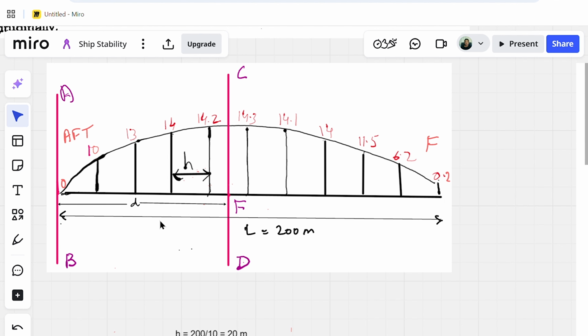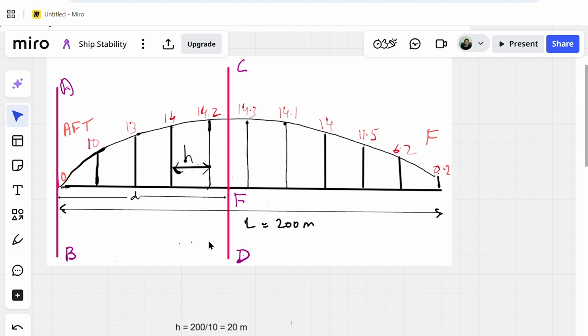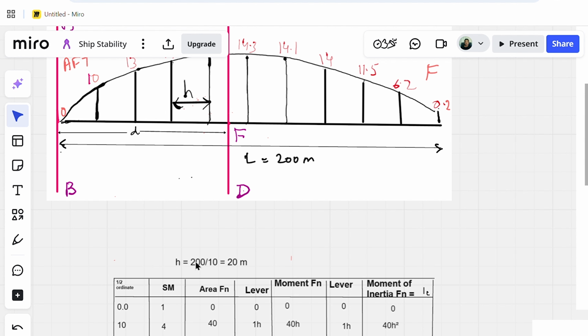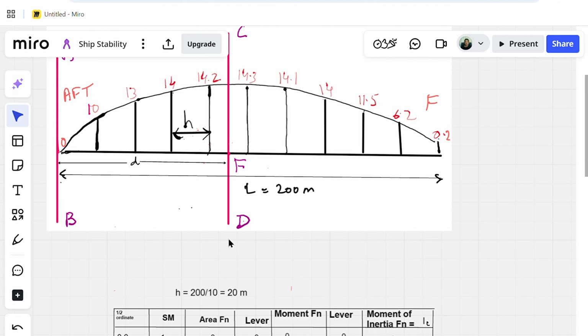The length of the water plane is 200 meters and all ordinates are equally spaced. So what is the common interval h? Since there are 11 ordinates, there are 10 equally spaced sections. So the length of the shape, 200, divided by 10 gives me 20 meters. So the common interval between the ordinates, h, is 20 meters.